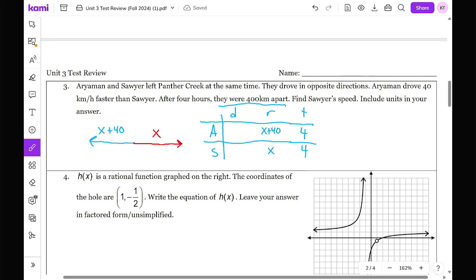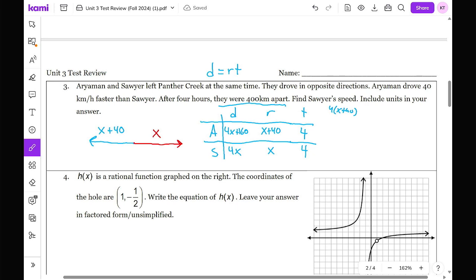Now we know from our equation that distance is going to be equal to our rate times our time. So if distance is equal to rate times time, I can just go ahead and multiply these two together. So 4 times X plus 40, that's going to give me 4X plus 160. And then 4 times X will give me 4X. So after 4 hours, Armand has driven 4X plus 160 kilometers, and then Sawyer has driven 4X kilometers.